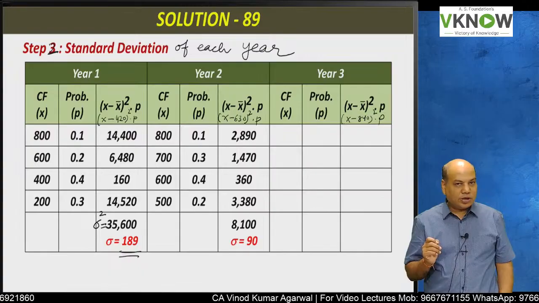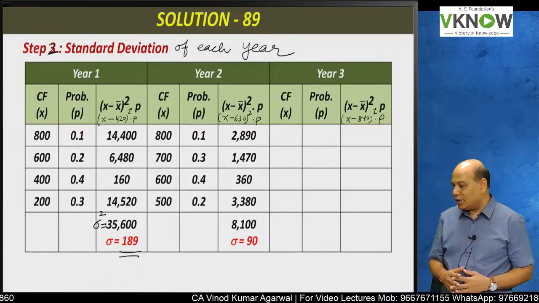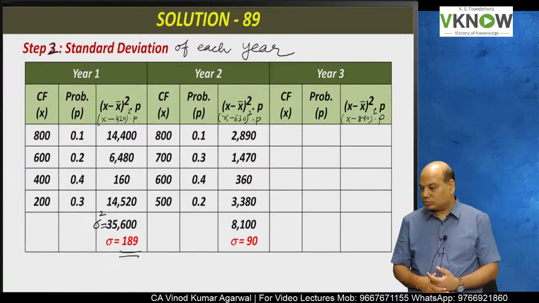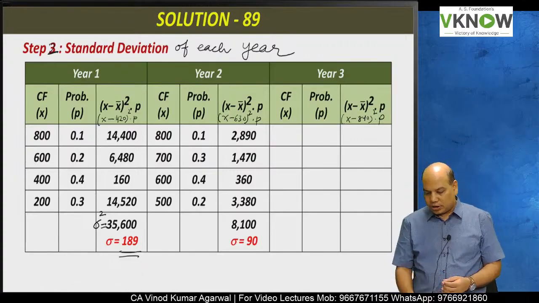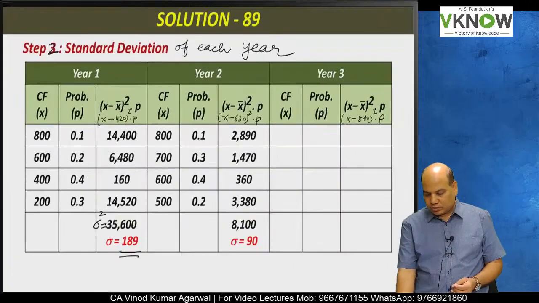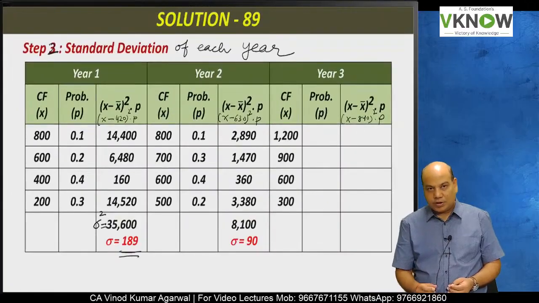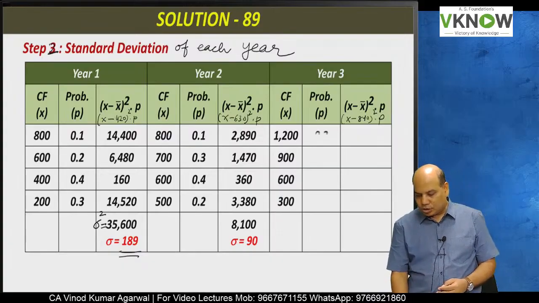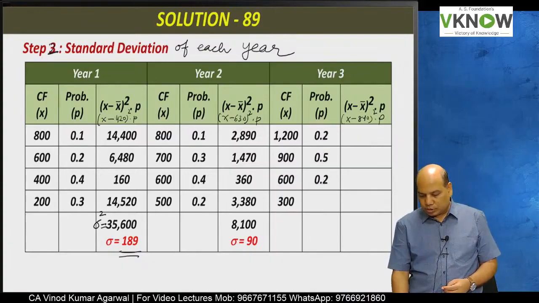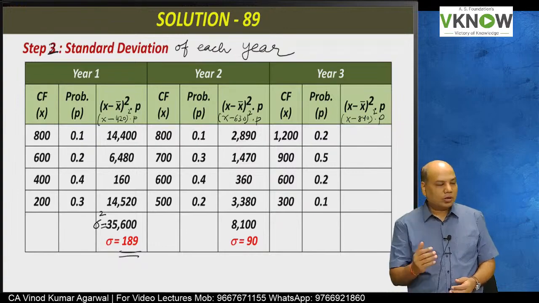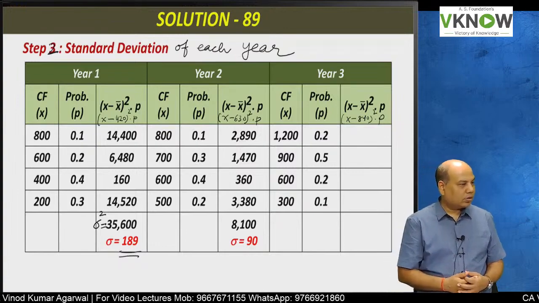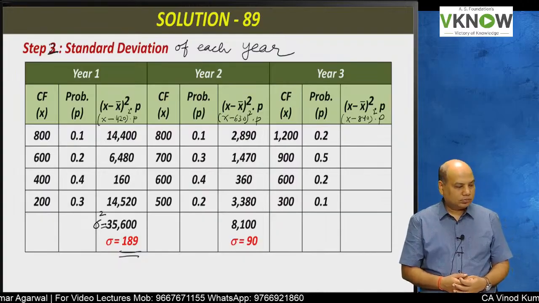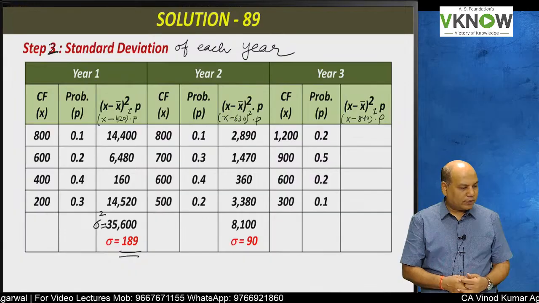90 is the answer for year 2. Who got it right? 90. Anybody for 90? Now we'll come to year 3. Come to year 3, cash flow column, probability column. Solve yourself. Third year, solve yourself.